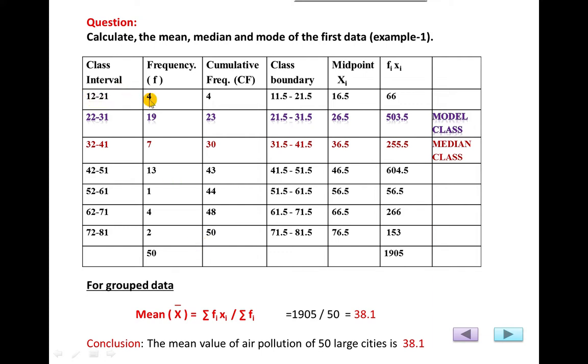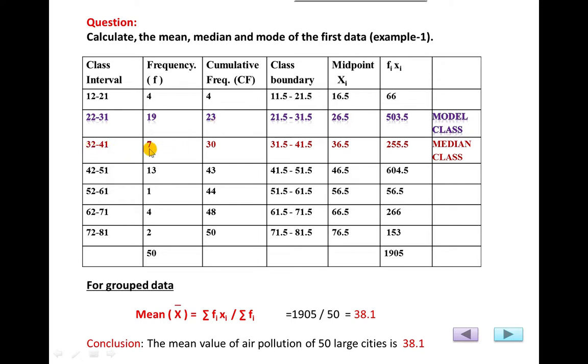From 12 to 21 there are 4 observations. 22 to 31 there are 19. From 12 to 31 in the cumulative frequency there are 23 observations. So after the 4th value, the 5th value lies in this group, the 6th is also in this group. From the 5th to the 23rd value lies in this group.